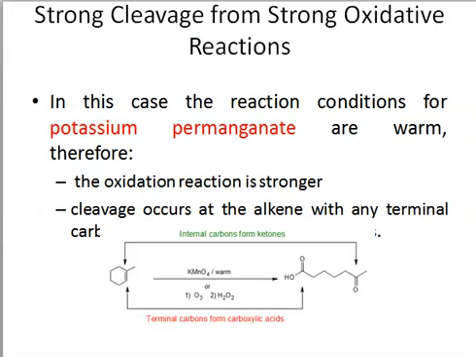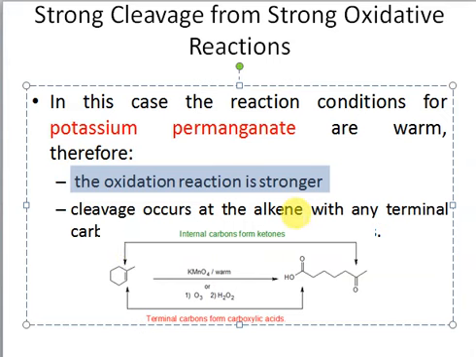So let's see some examples. Again, we are taking the same substrate for better clarity. Here we have a methylcyclohexene, right? You can see this carbon is internal. Why is it internal? Because it's disubstituted here. While this carbon is terminal. So a terminal carbon, in the case of gentle cleavage, results in the formation of an aldehyde, but in the case of strong cleavage, that will be converted into carboxylic acid.